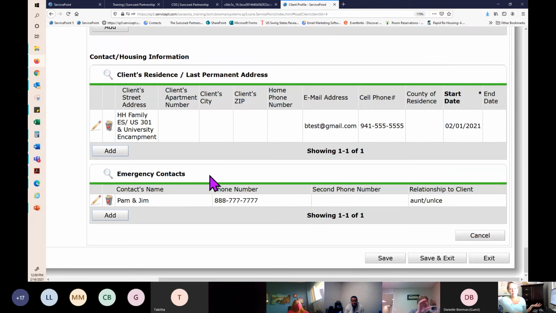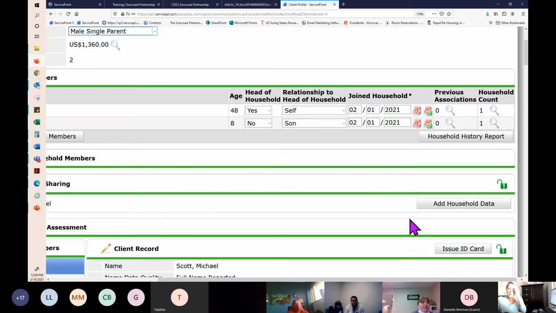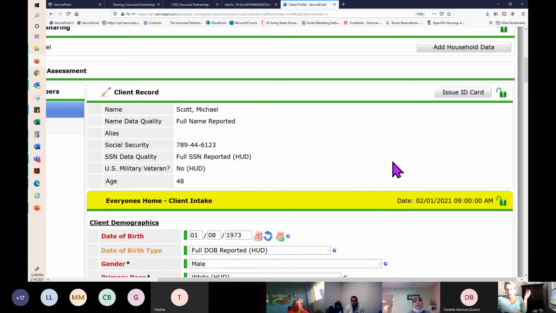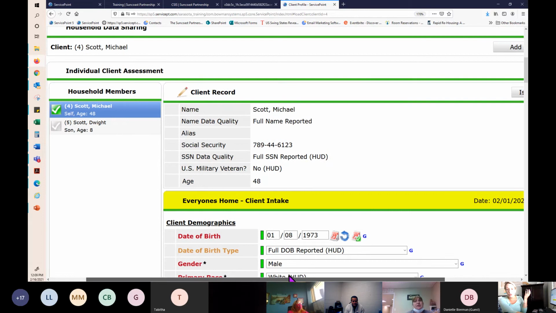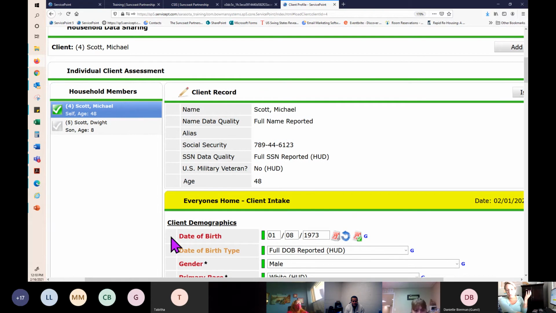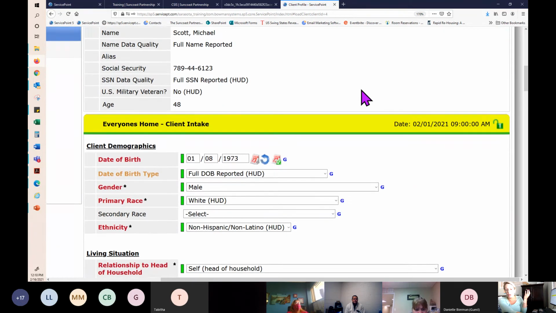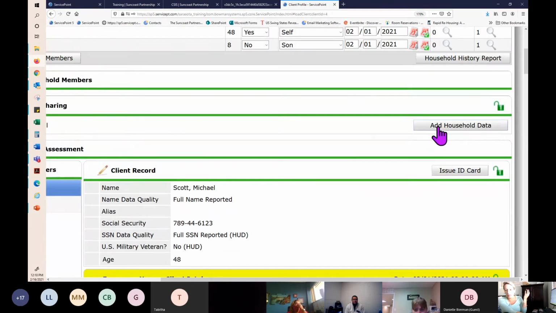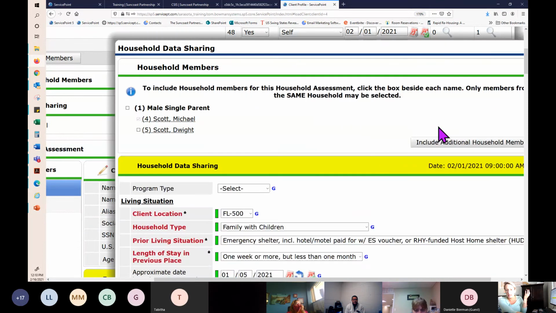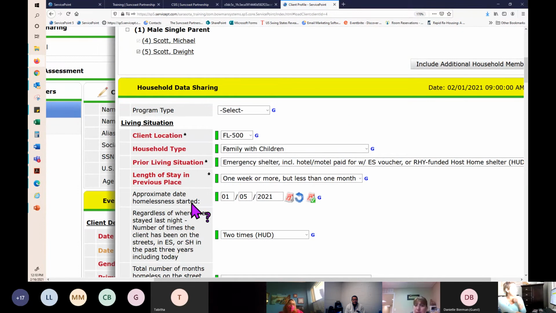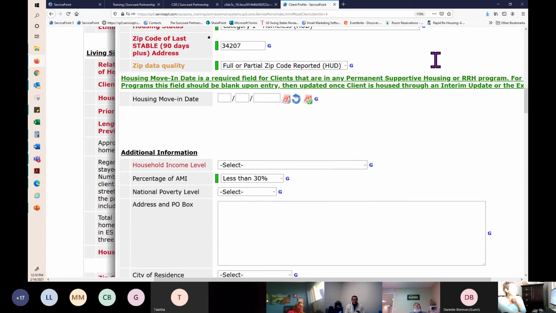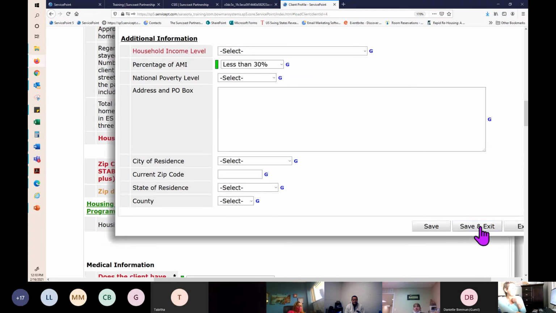From here, we're going to save. So we're going to save Michael Scott's information, but we did not complete Dwight's. We only completed Michael's. So we need to go into Dwight's information. Before we do that, Michael and Dwight have the same prior living situation. So we can add household data. Select Dwight. And now any of the information that's populated here on Michael Scott's profile will go into Dwight's. We're going to save and exit.